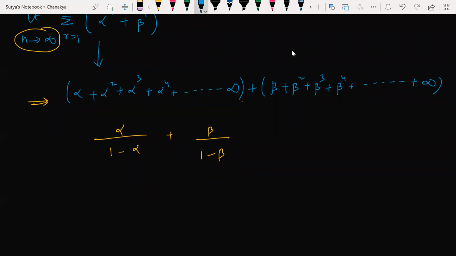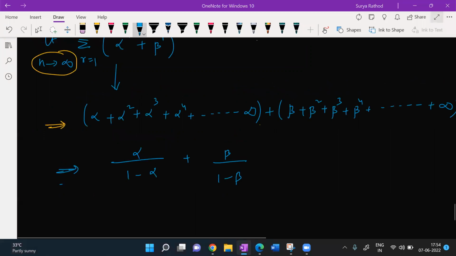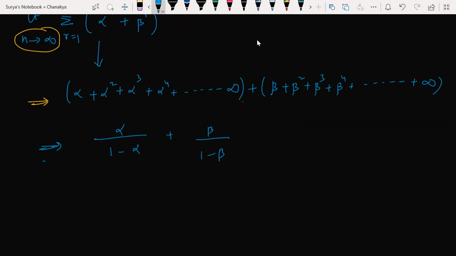Okay, now look at this. Very simple here. After this, nothing is left. Look at this. One second. Okay, so this is what I got here. Now taking LCM. What is the LCM here? Alpha into 1 minus beta plus beta into 1 minus alpha divided by 1 minus alpha into 1 minus beta.